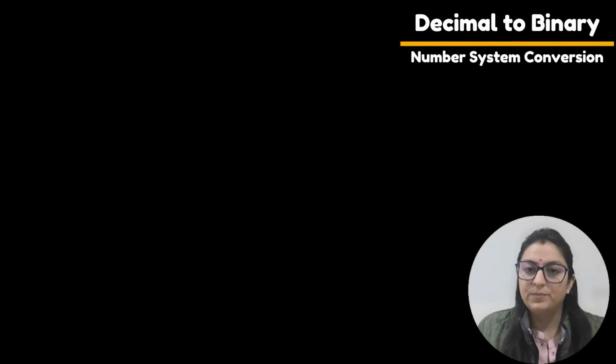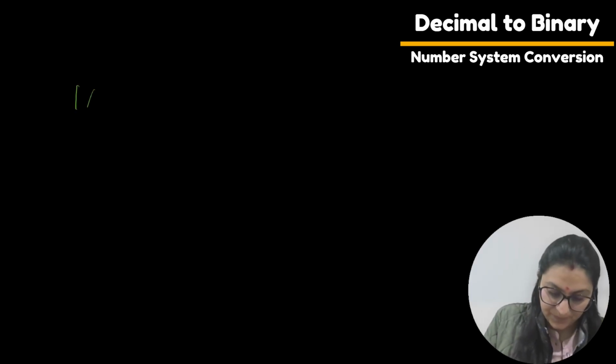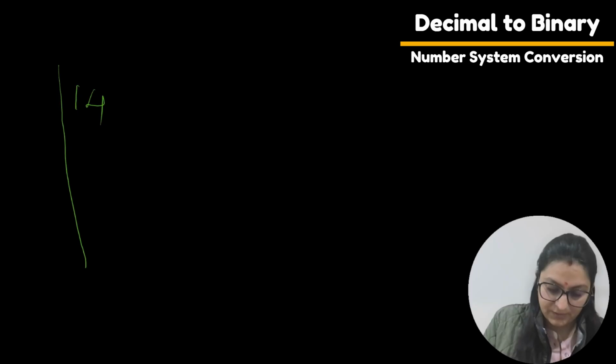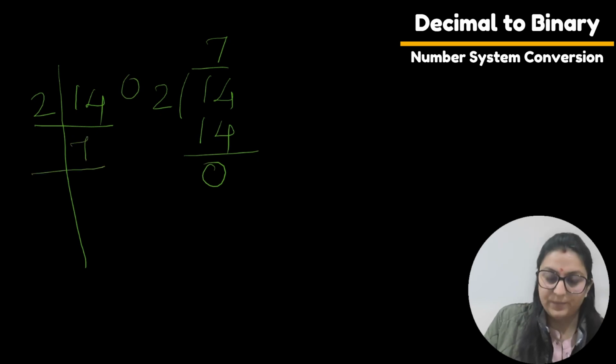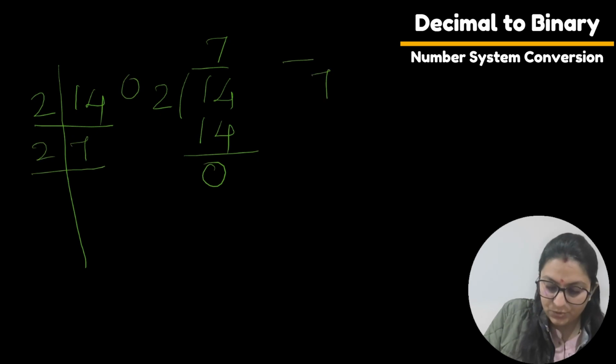You can also perform the same calculation with a different method. Steps आपको same रखने हैं, लेकिन method is different. Let us check. We have this number 14 and let us divide it by 2. 14 divided by 2: 2 7s are 14. Put the remainder over here, and 7 as a quotient.